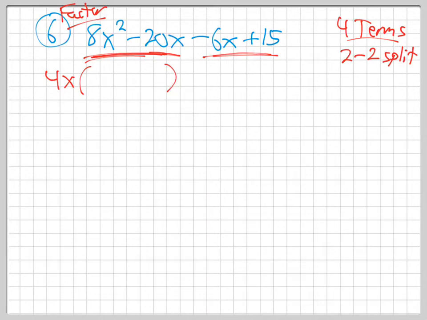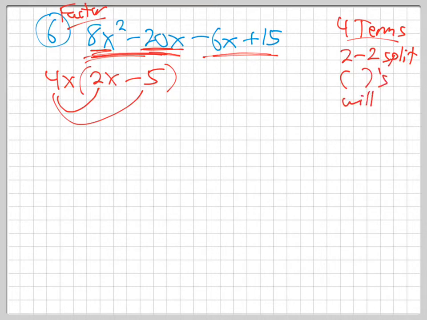We good there? That's the GCF for those guys. 2 goes into them also, but 4 is the greatest number that goes in, the GCF, greatest common factor. And they also both have an x. So now what goes inside? 4x times what? We'll go back to 8x squared. 2x. And 4x times what? We'll go back to this. Minus 5. Good there. So 2 split. And the parentheses will match. Remember that other part of the 4-termers? So step number 1 is a 2-2 split, and step number 2, the parentheses will match. So look at these back two. What goes into 6 and into 15?